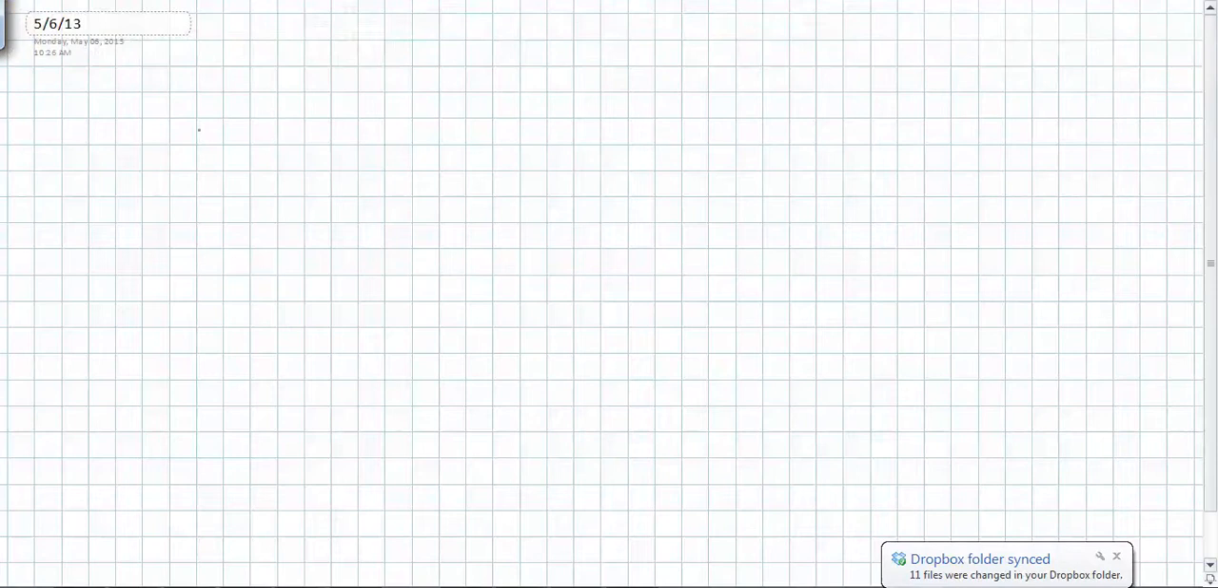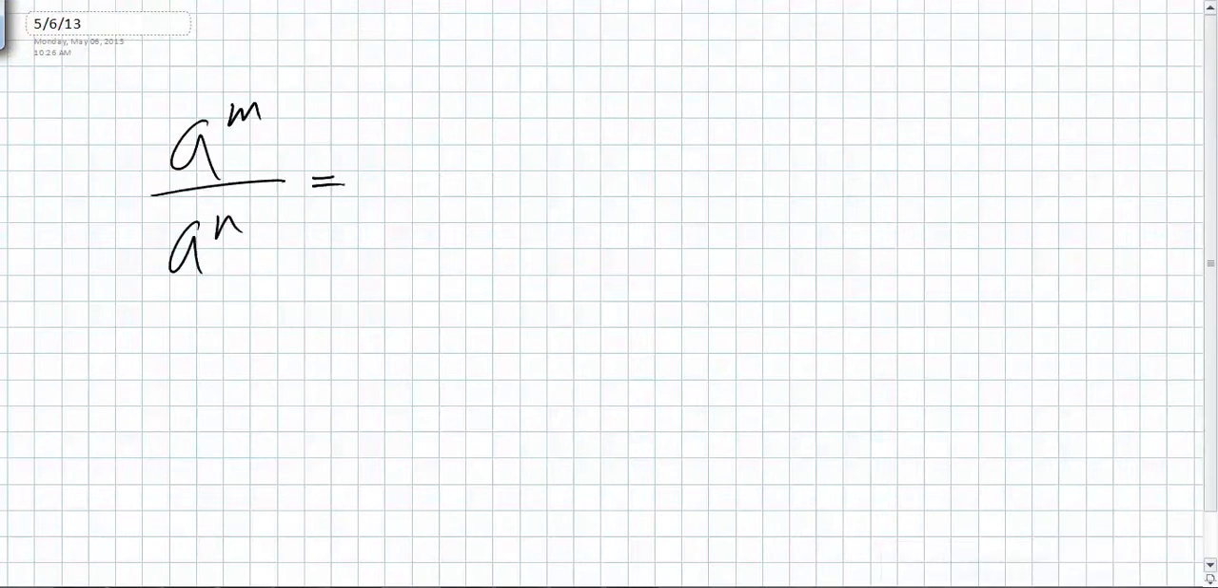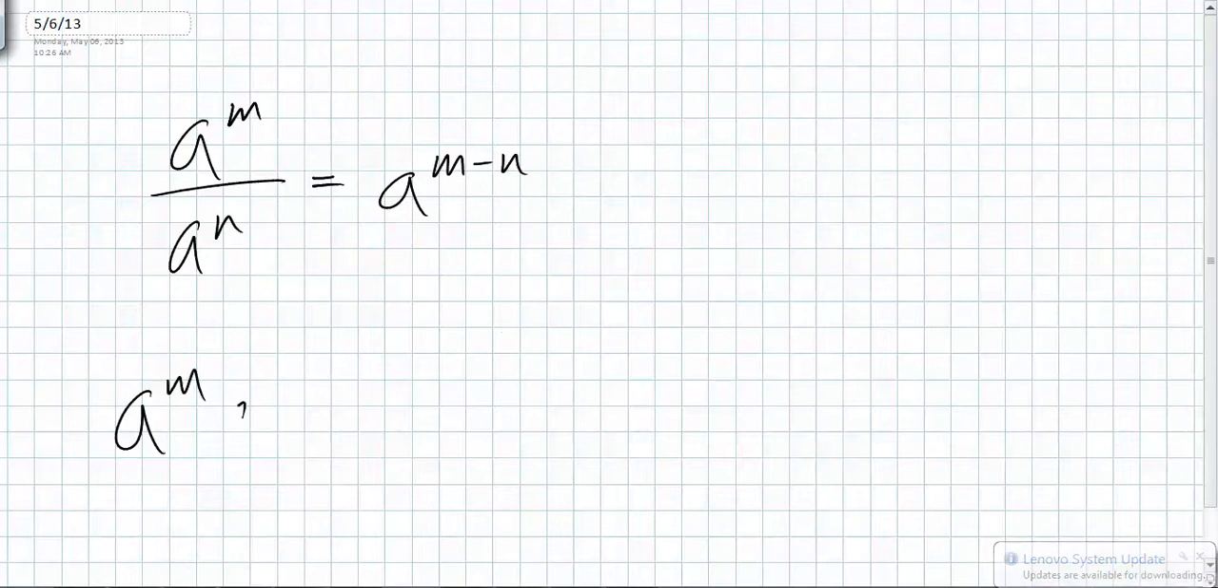So one of them is a to the m over a to the n. This is dividing. You have the same base. What's the base in this case in each numerator and denominator? A is the base. So what does this equal? Someone raise their hand and tell me what this equals. Jasmine. Exactly. What about a to the m times a to the n?